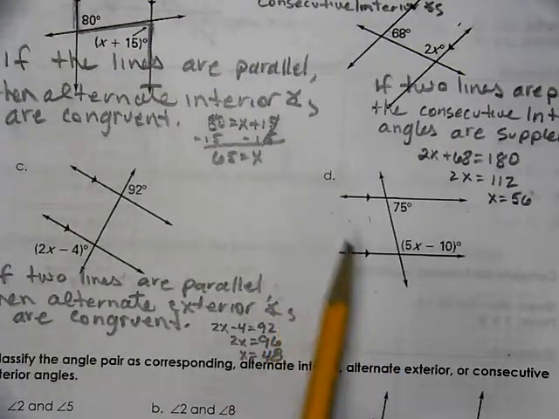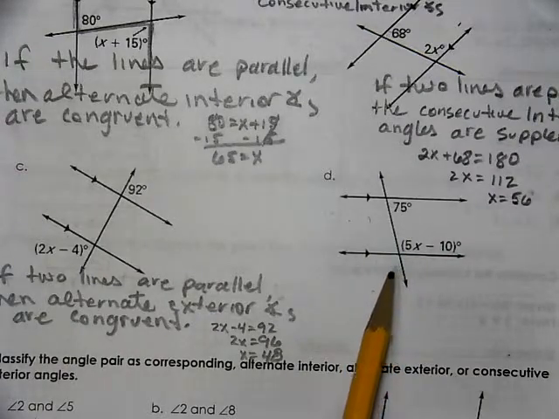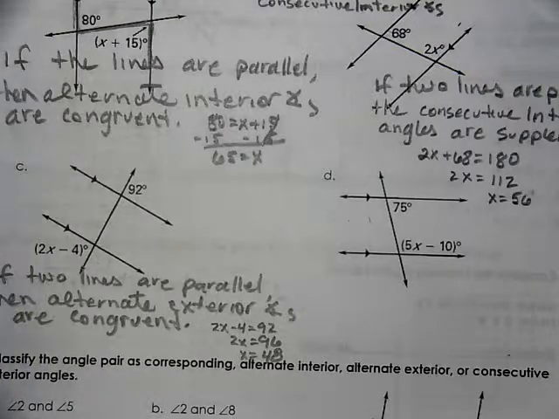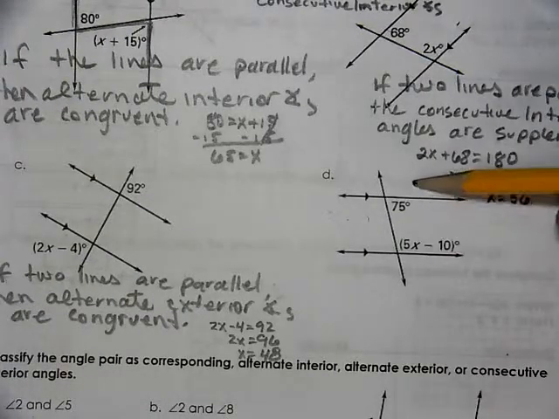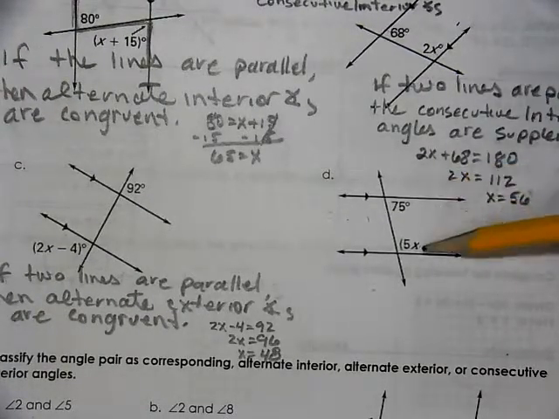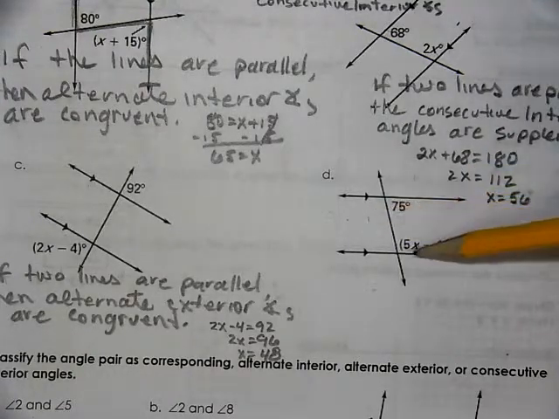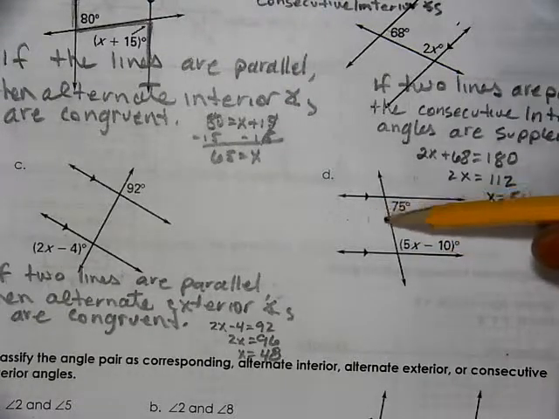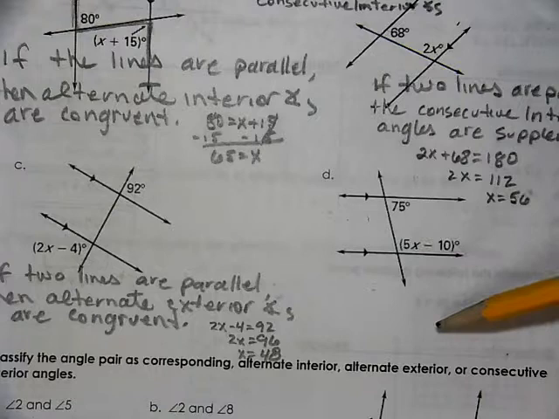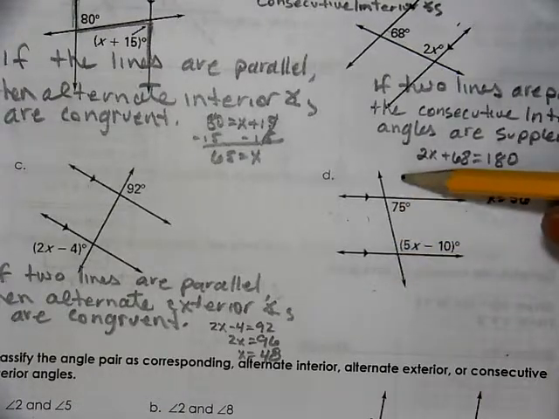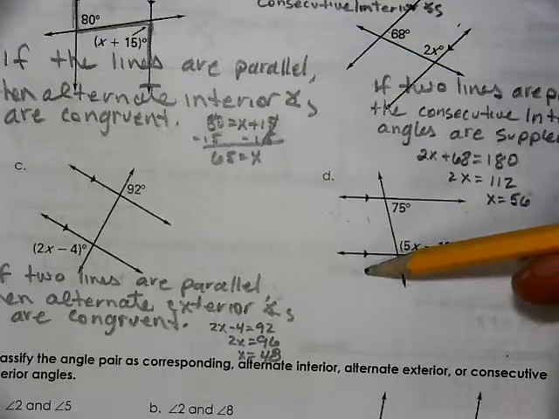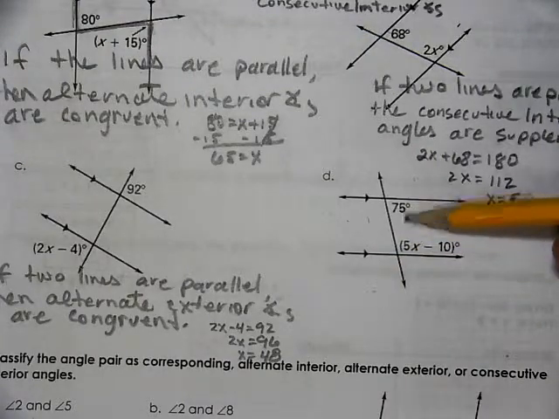Okay, looking at letter D. What type of angles are these? You should be able to look at this by this point and know what type of angles those are. If they were in these two spots, they'd be called corresponding angles. If they were in these two spots, they'd be considered alternate interior. Alternate exterior is what we just worked with. And these are consecutive interior angles.